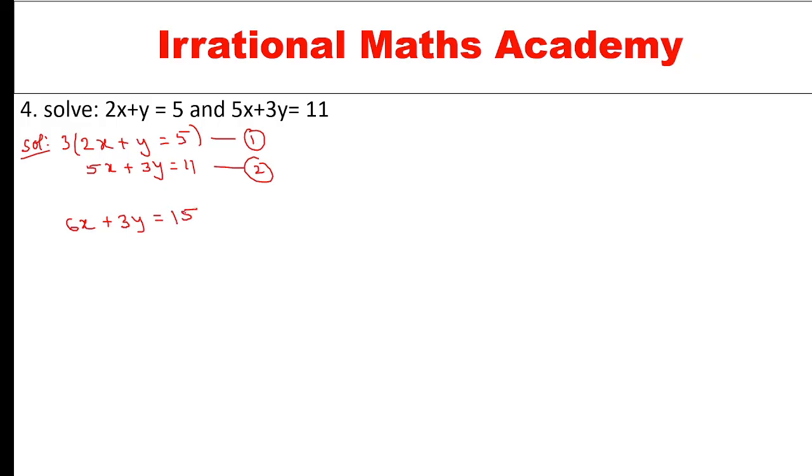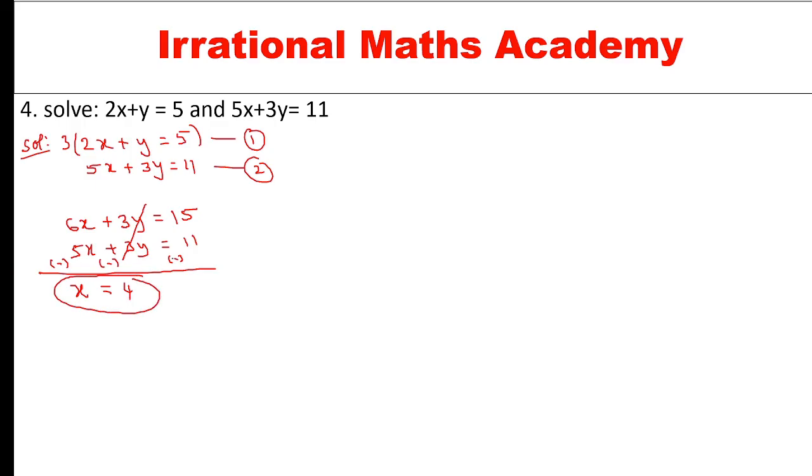See, you can eliminate either x or y. It is your choice. Okay. 5x plus 3y equal to 11. So I'll multiply this whole equation with a minus sign. Here it is already plus, right? If I multiply with minus, minus into plus is minus, that is what I'll get here. 6x minus 5x, I'll get 1x, and 3y minus 3y, you'll get 0. 15 minus 11, you'll get 4. Okay, I got the x value.